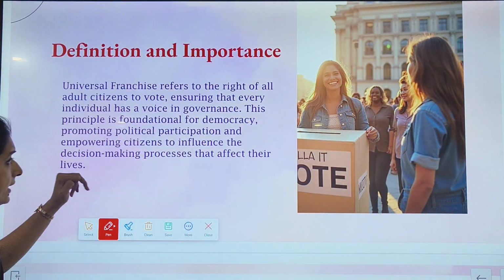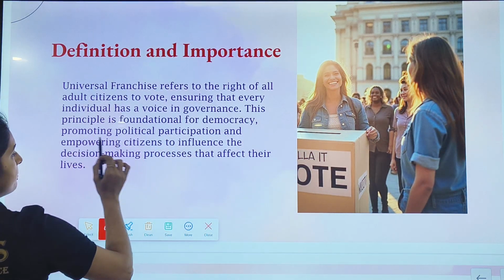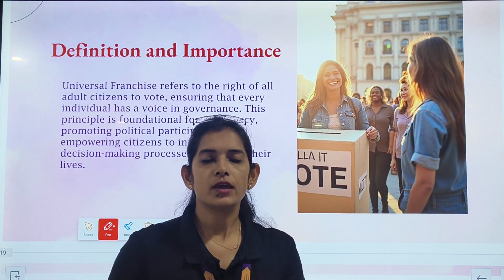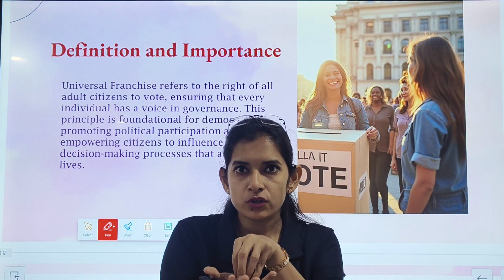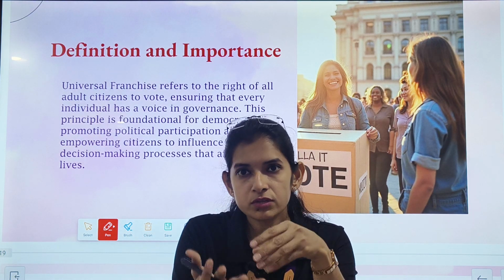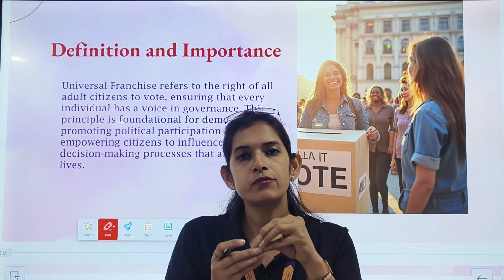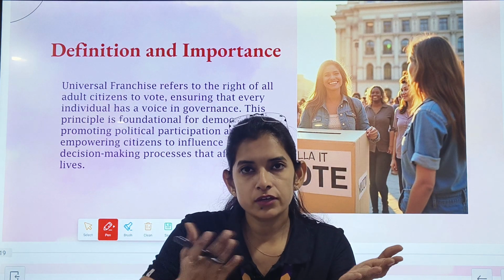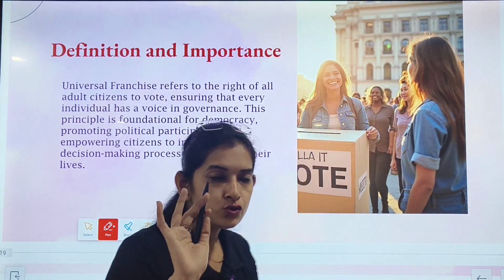Understood? Next, this principle is the foundation for democracy, promoting political participation and empowering citizens to influence the decision making processes that affect their lives. So every adult is participating in the election process. The person who gets the majority of the support, how would he make the laws? He would make the laws according to the people, right? So as each and every individual is participating, it reflects the mindset of the people, because the majority supported that leader, that representative. Clear? Understood?